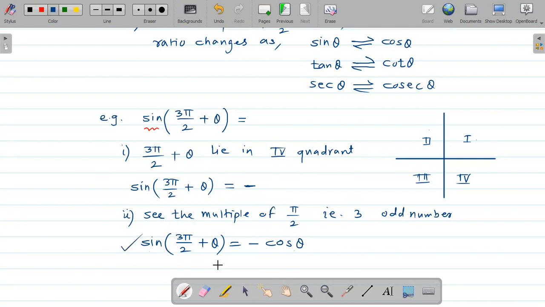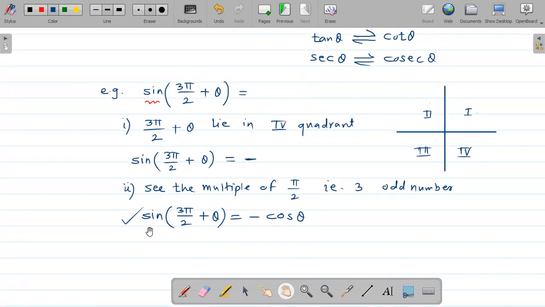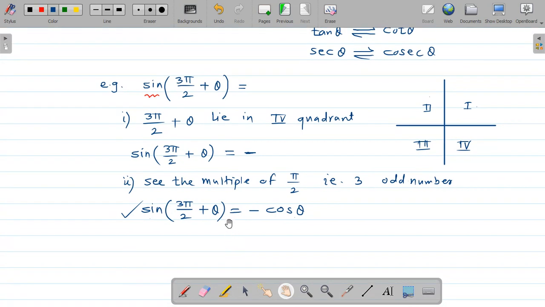So this is also an allied angle formula. Sin 3 pi by 2 plus theta is equal to minus cos theta. So this is the generalization of the allied angle formula. First of all, you have to see the quadrant in which that angle is lying, and then you have to see the multiple of pi by 2, whether it will be even or odd, irrespective of the sign.